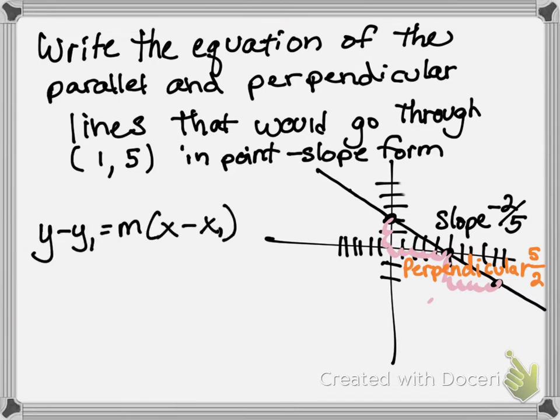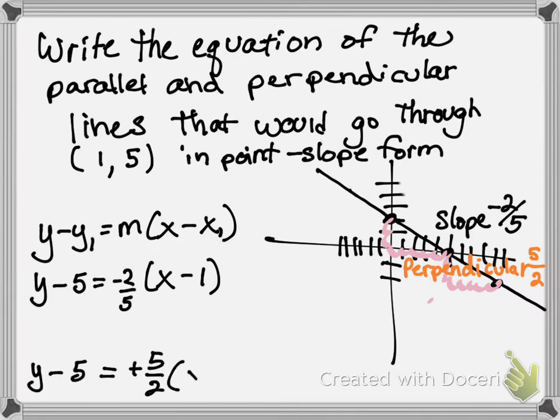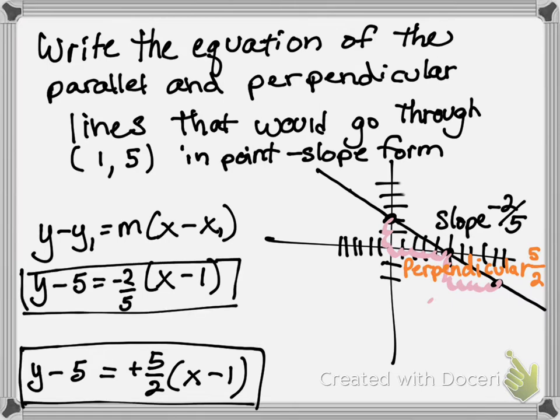We're going to use point-slope form to create this, and so we'll use our x and our y from (1, 5), so it'll be y minus 5 equals -2/5 (x minus 1). That's our parallel line. Our perpendicular line is going to be exactly the same, except it's going to have the slope as the negative reciprocal. In this problem, it didn't ask us to change it to slope-intercept form, and so we can leave it in point-slope form.